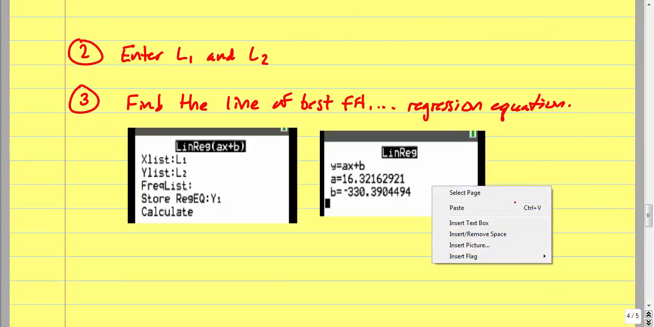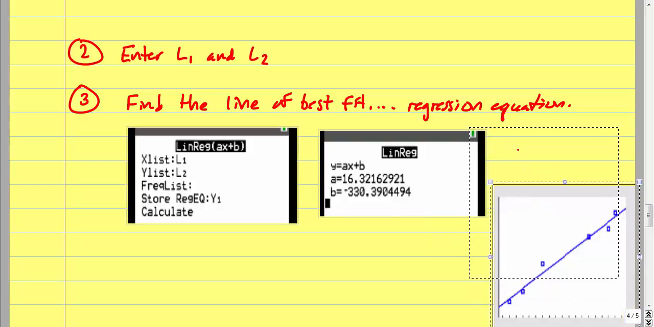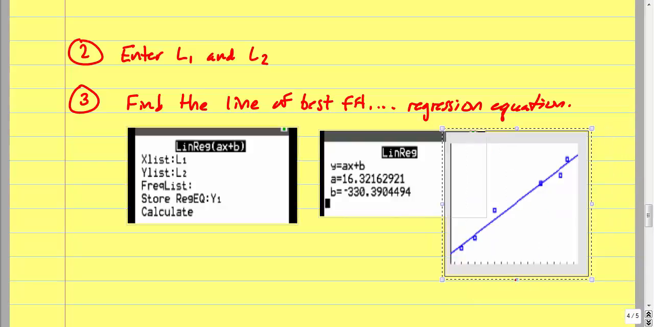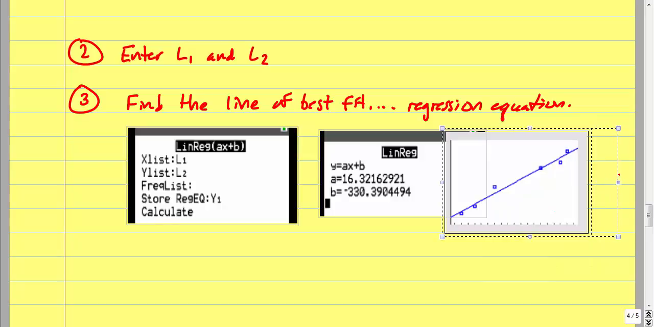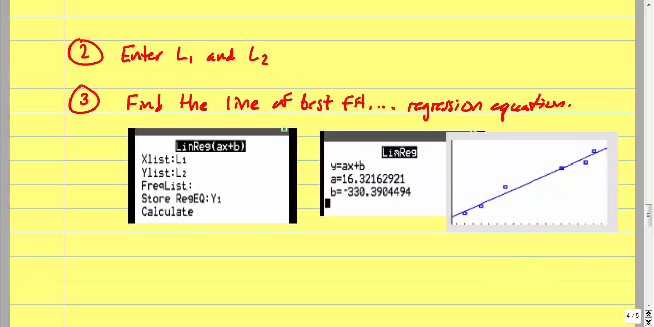So the calculators are very helpful here. They give us a lot of really good information, and they give us a nice visual of the relationship between x and y here. So my line of best fit, I can go ahead and pull off of here. Because a is in front of the x, this is my slope. And because this stands alone as b, this is my y-intercept.